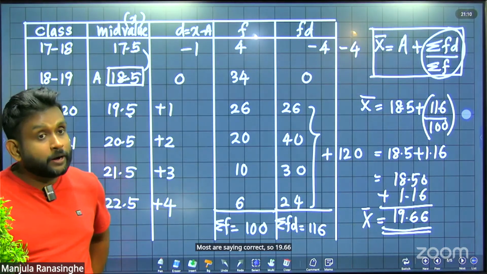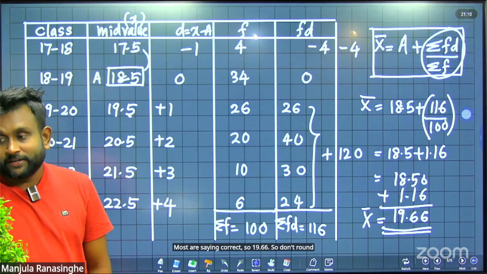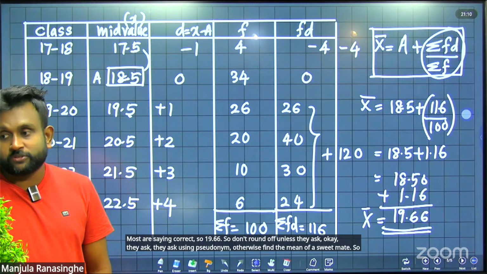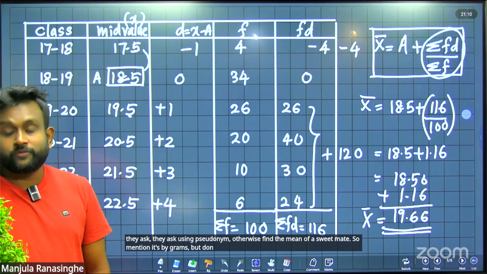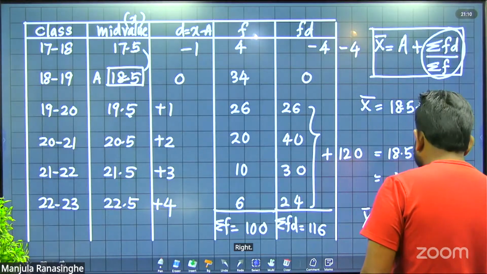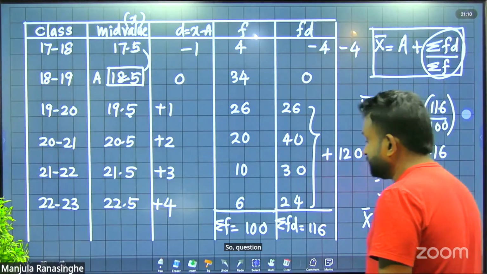Better, don't round off unless they ask. If they ask to round to certain places, do so, otherwise find the mean of the sweetmeats. Mention it in grams, but don't round off unless they ask. Okay, right. So question 1, that question 2 completed.